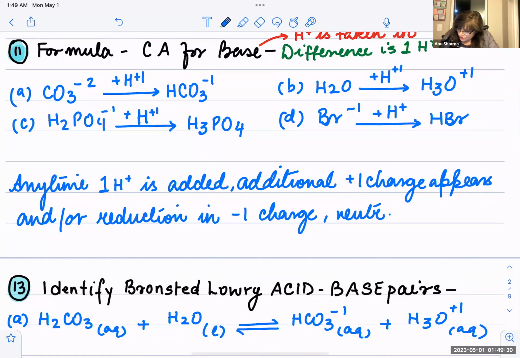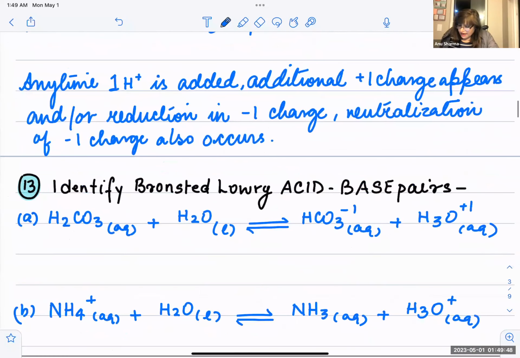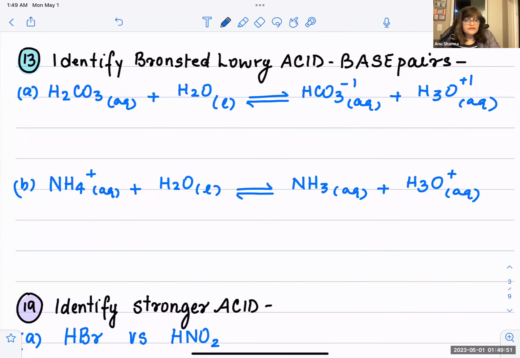So basically, neutralization of 1 negative charge also occurs to give you a neutral, right? Okay, so that's one piece. Next is identify Bronsted Lowry acid-base pairs. So in a reaction, now in a reaction, which one is an acid and which one is a base?